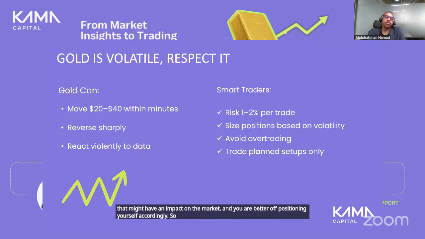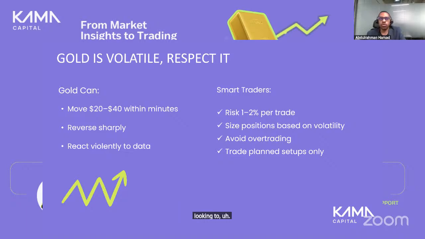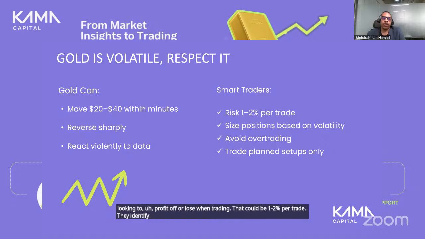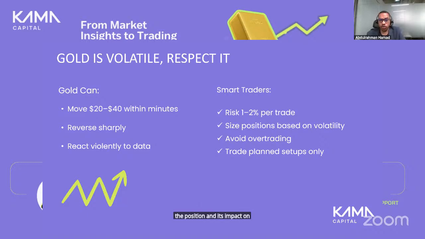So what do smart traders do to deal with this volatility? They understand risk, so they identify the thresholds that they are looking to profit off or lose when trading. That could be 1 to 2% per trade. They identify the position size correctly. We've seen people lose a lot of money because they don't understand the position and its impact on their equity while trading. They should avoid overtrading.